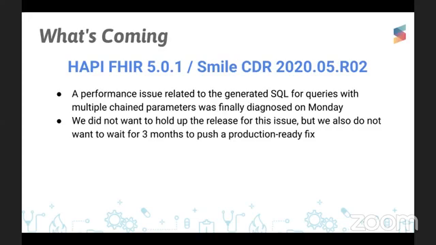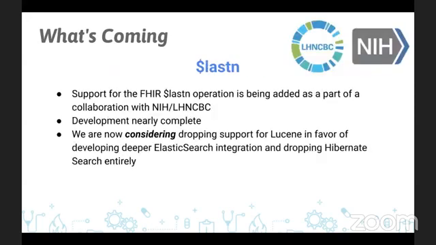This is a performance fix to do with people who are doing chained searches with multiple chains on the same search. Not too many people, I think, are in that situation, but enough are that I think this would be a useful performance fix for that. We will provide details on whether you need to upgrade to this or not in the release notes when this is ready. We continue our work on the Lastn operation.